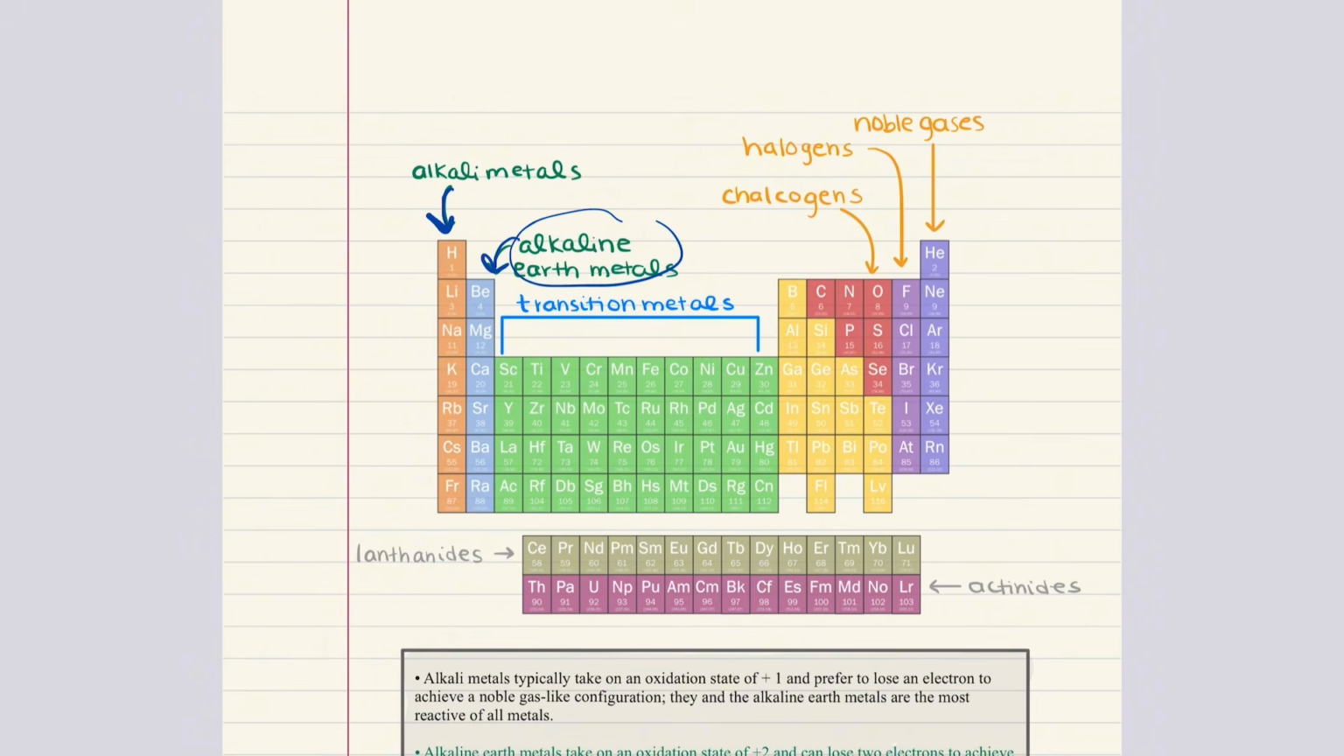They share similarities with the alkali metals, but they have slightly higher effective nuclear charges and thus slightly smaller atomic radii. Now, they take on an oxidation state of +2, and so they can lose 2 electrons to achieve noble gas-like configurations. In addition, alkaline earth metals are also highly reactive, though a little less than the alkali metals, and they also react with water to form hydroxides, though not as vigorously as group 1 elements. All right, common alkaline earth metals include magnesium and calcium.